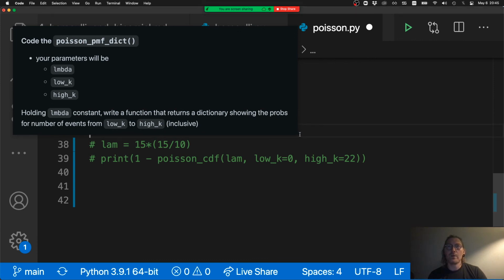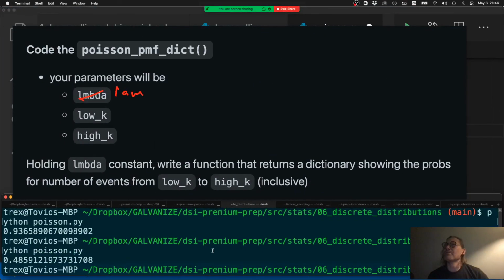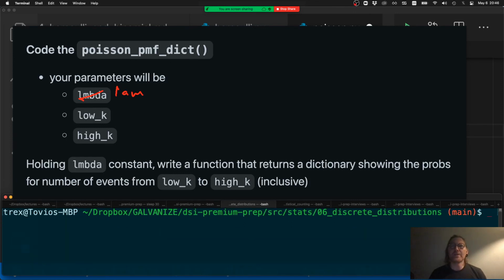Okay, so here we've got a breakout, and I'm going to have you code the Poisson PMF dictionary. Parameters are lambda, although I've been using LAM here, I think it's a little friendlier. So LAM, low k, high k. Lambda will be constant, so whatever lambda you pass in is going to be what you use to populate your dictionary. This is very much like the binomial PMF dictionary that was written before. Let's do 6 minutes on this, and that will likely be where we wrap up today.